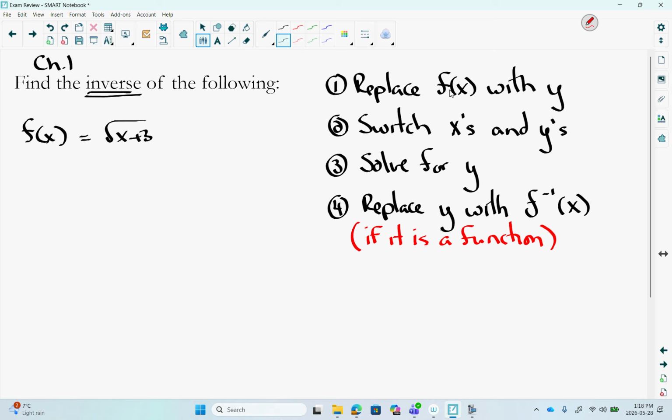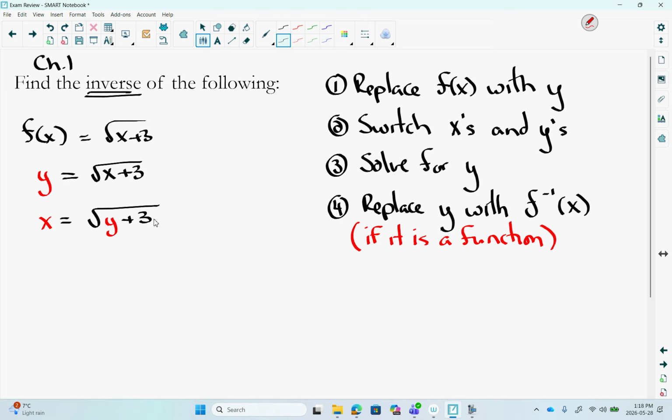Step 1 says to replace f of x with y. So here's what I would do with that equation. I would change f of x to a y. So in the next line, it would read y equals the square root of x plus 3. Now I move on to step 2. It says switch the x's and y's. So that means everywhere there's a y, write x, and everywhere there's an x, write a y.